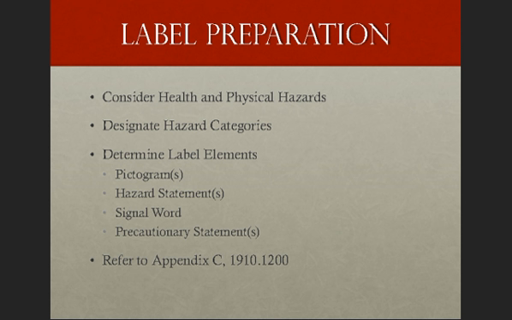From there, we must determine what label elements are required. For example, a determination must be made as to the most appropriate pictograms, hazard statements, what signal word should be used, and what precautionary statements are most relevant. Once an idea has been formulated regarding how the label should be prepared, we must refer to Appendix C in the 1910.1200 standards or other comparable sources such as the United Nations Purple Book for guidance on how to create the label. Let's look at an example.